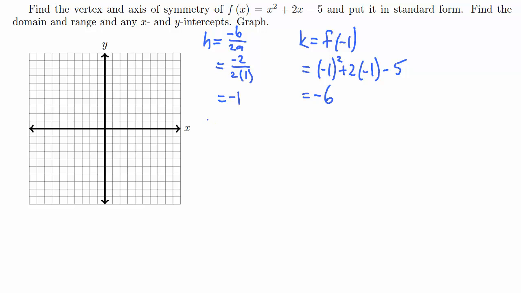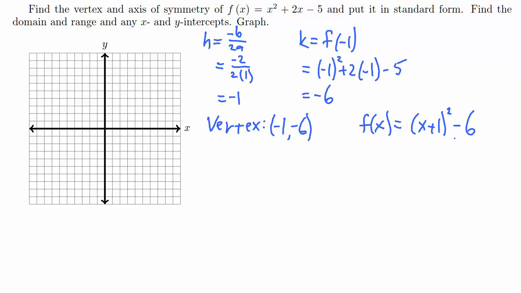Fantastic. So the vertex is going to be negative 1, negative 6. Now in standard form, this is going to be x minus negative 1 is just plus 1 squared plus k, but that k is negative 6, so it's minus 6 at the end here.